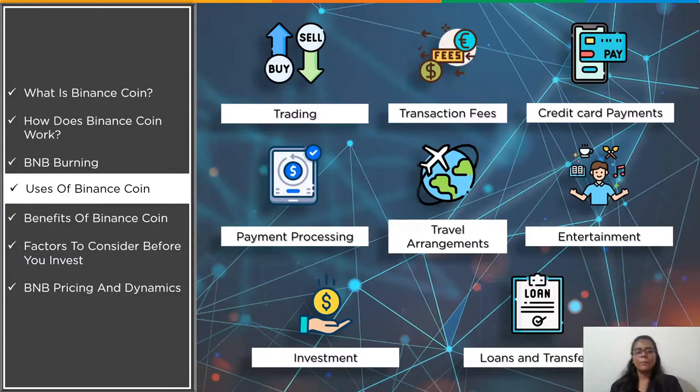So now that we have covered the basics of the Binance Coin, let's have a look at some of its benefits that make it unique.